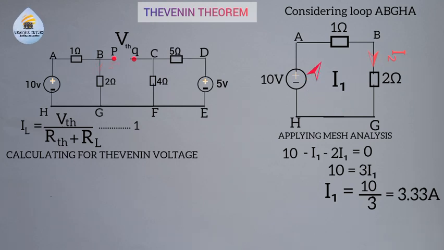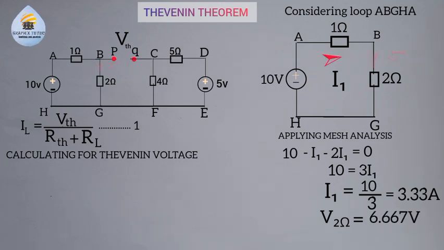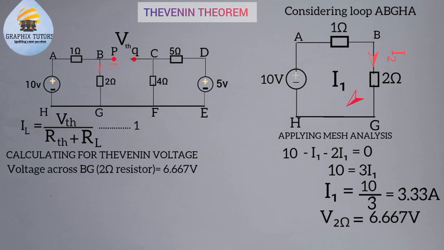Therefore, our voltage across the 2 ohm resistor, I call it V subscript 2, will now be equal to the current that is flowing through it times the resistance there, and that will be 3.33 times 2. So the voltage across the 2 ohm resistor becomes 6.667 volts. That is for that.